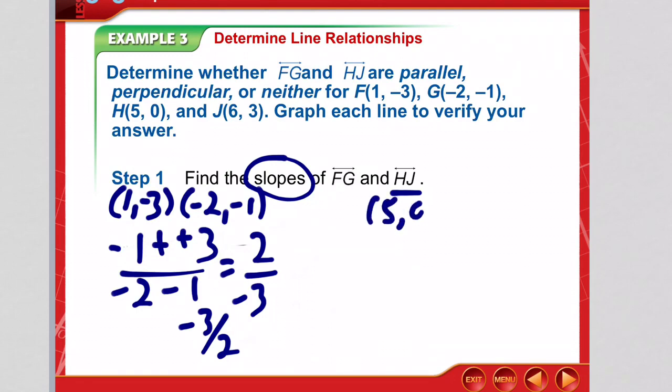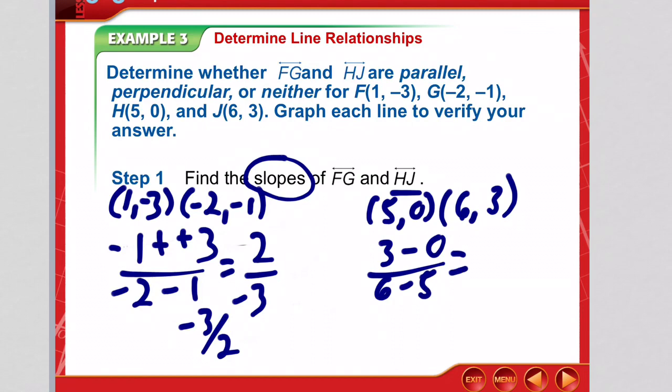So we have the coordinates 5, 0 and 6, 3. So y2 minus y1 over x2 minus x1. 3 minus 0 will be 3. 6 minus 5 would be a 1. So we get a slope of a positive 3, which then means that there is no relationship between these two. So we'll put no relationship.